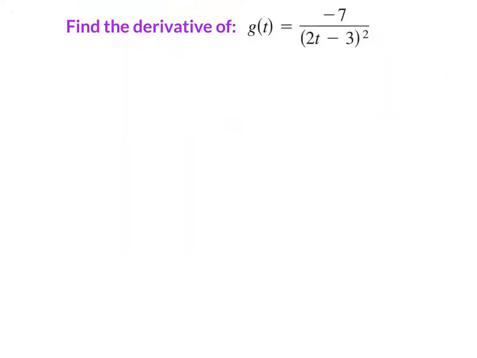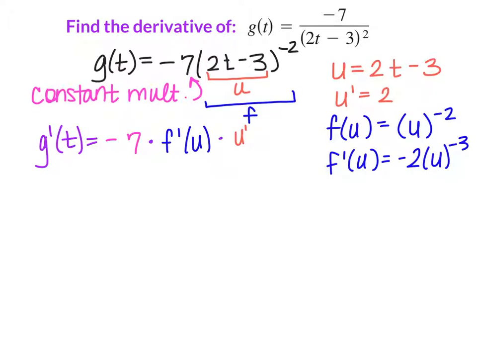All right, here's our next example. So I've got g of t is equal to this quotient here. One of my options is to rewrite it, so let's do that. I'm going to rewrite it as one line here so that I can just use a constant multiple rule. And so I'm able to define this as my u function, and this is my f of u function. So I can find the derivative of u and the derivative of f prime of u. And so let's plug all these things in, work them out, see what we get.